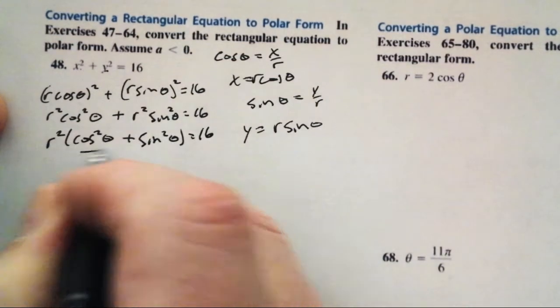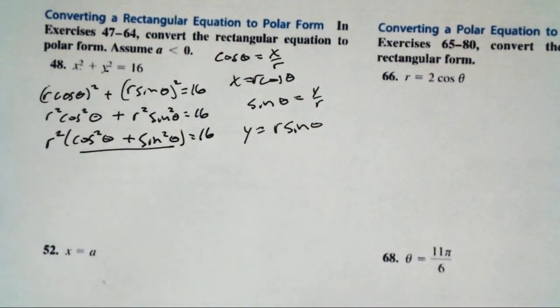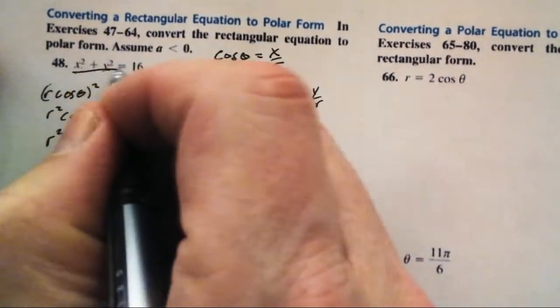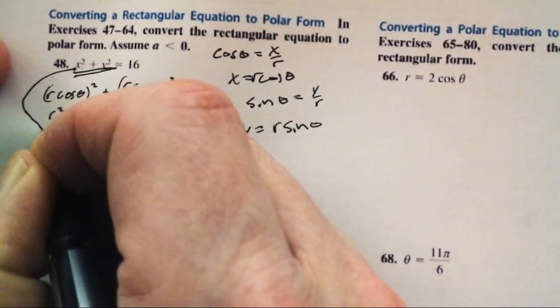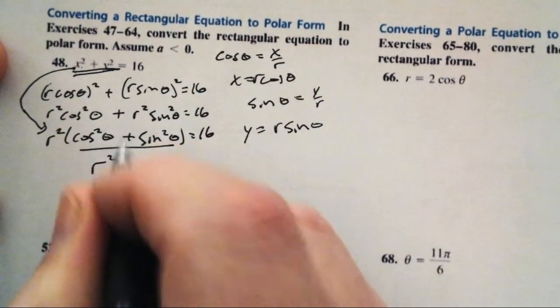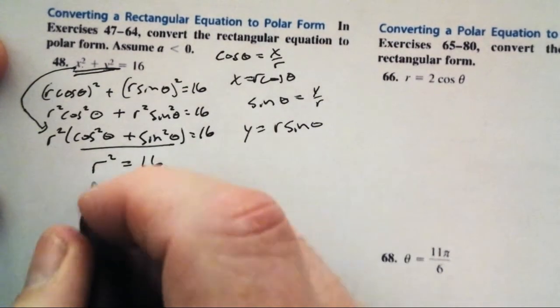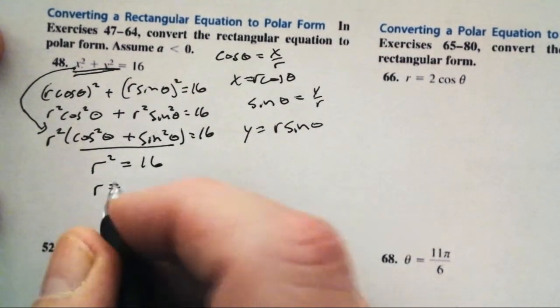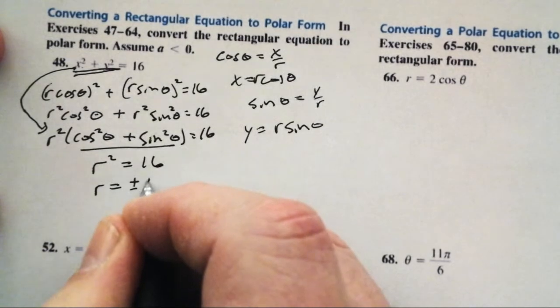And I would certainly hope we all recognize that. And then maybe realize, oh yeah, x squared plus y squared is just r squared. r squared times 1 equals 16. Now, algebraically, we would say r equals plus or minus 4.